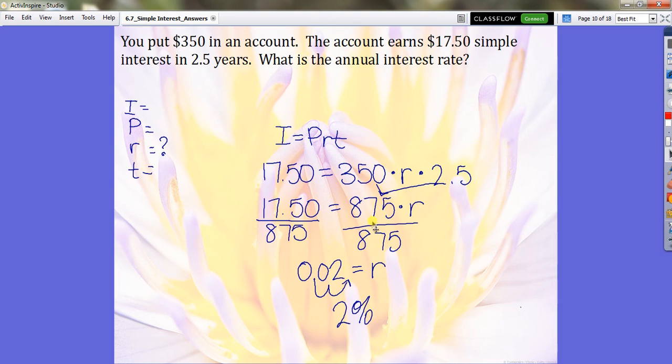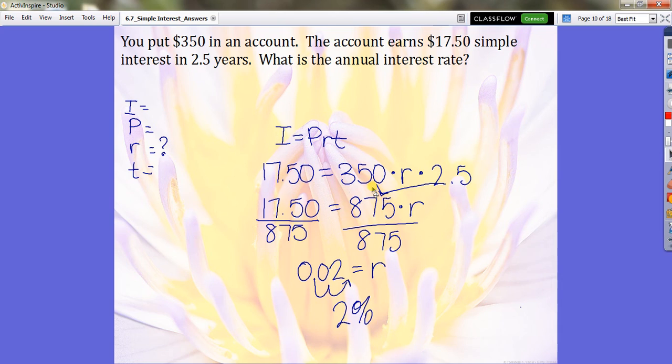We did this one together in class. So you put $350 in an account. The account earns $17.50 simple interest in 2.5 years. What is the interest rate? So interest earned, $17.50.